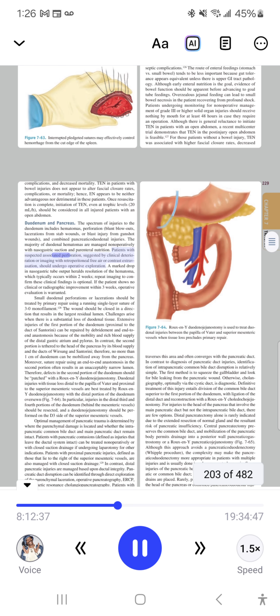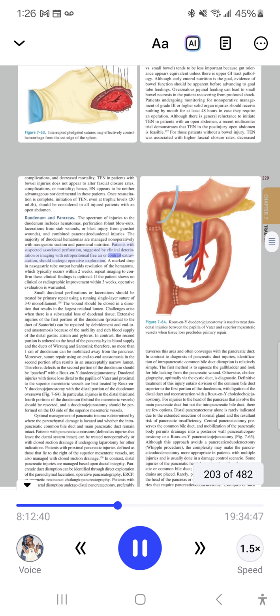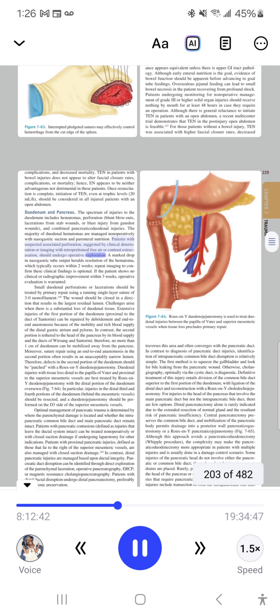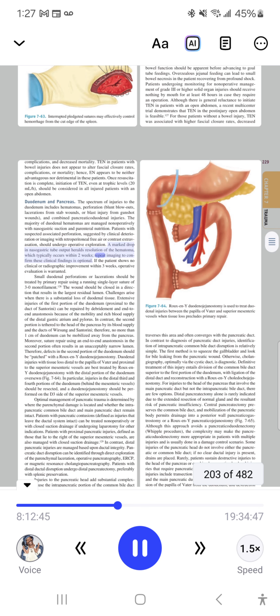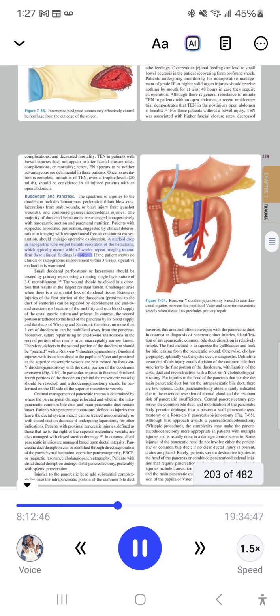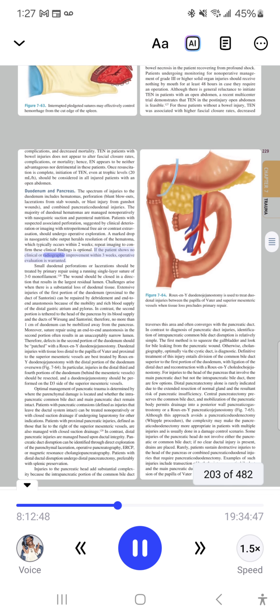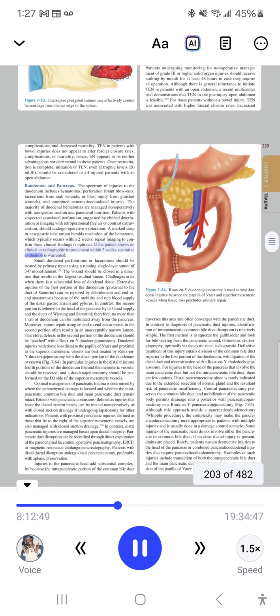Patients with suspected associated perforation, suggested by clinical deterioration or imaging with retroperitoneal free air or contrast extravasation, should undergo operative exploration. Marked drop in nasogastric tube output heralds resolution of the hematoma, which typically occurs within 2 weeks. Repeat imaging to confirm these clinical findings is optional. If the patient shows no clinical or radiographic improvement within 3 weeks, operative evaluation is warranted.